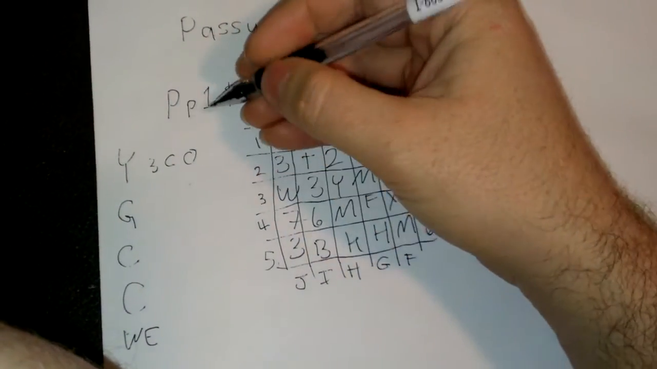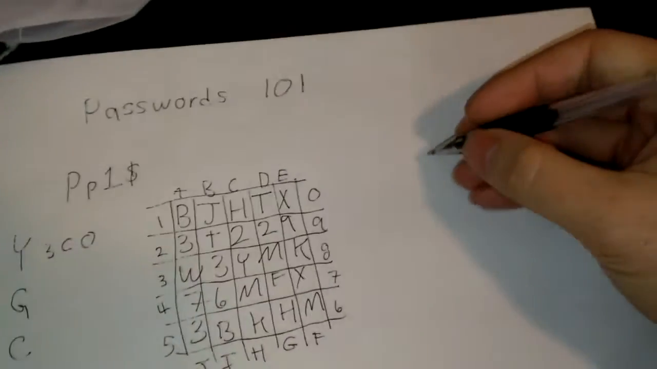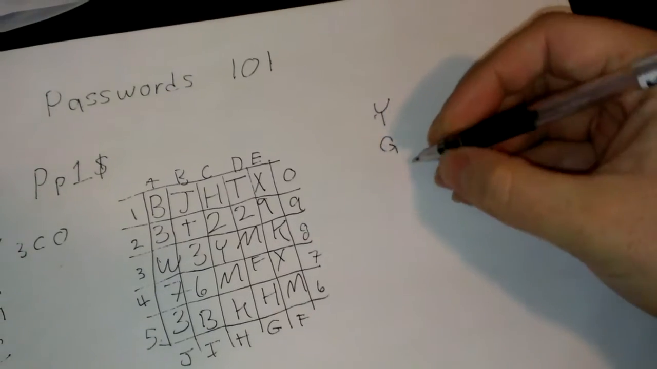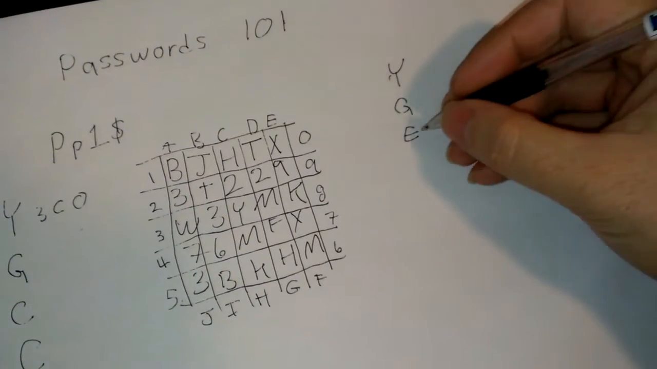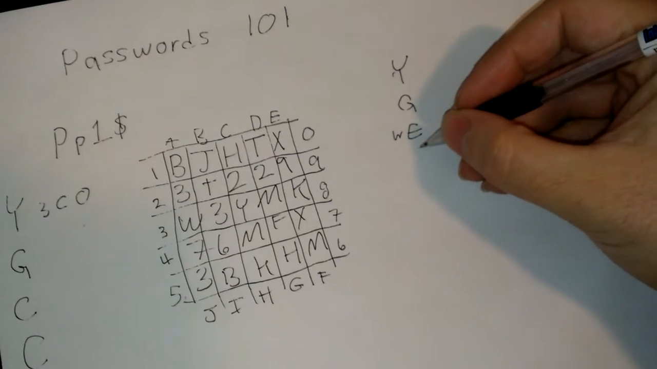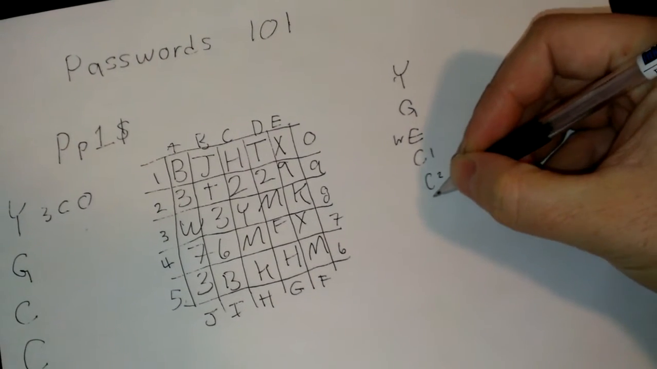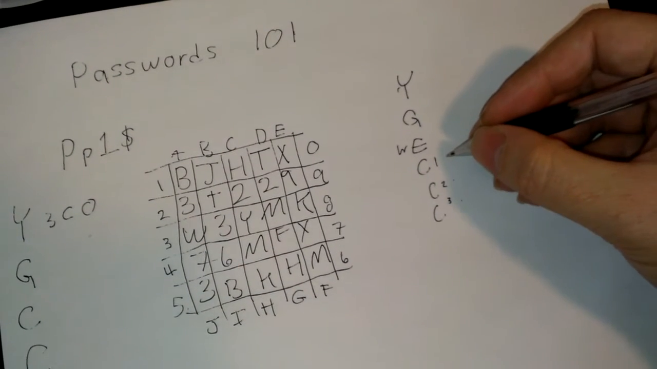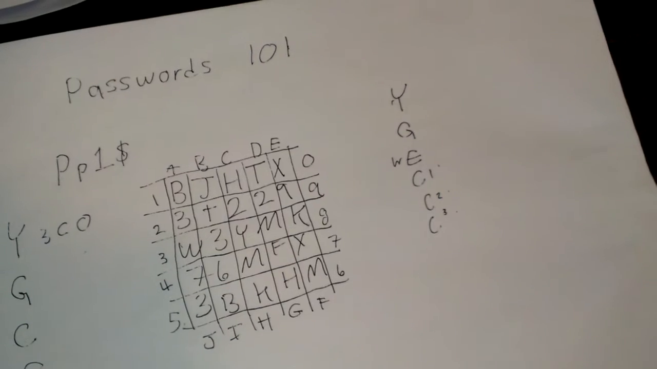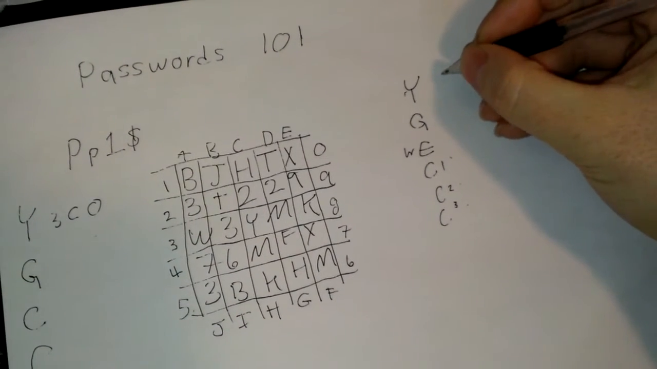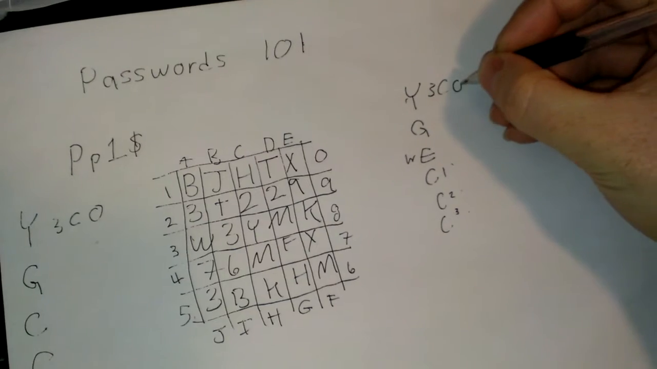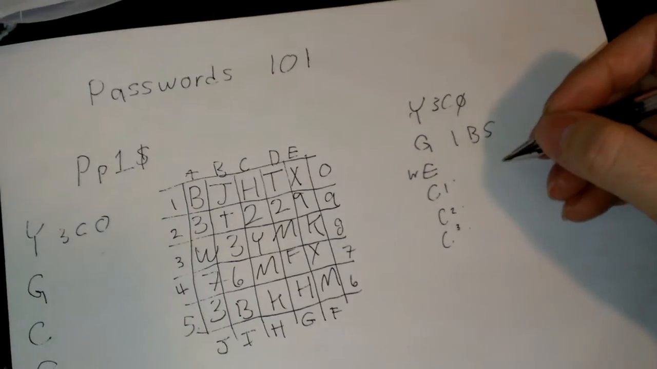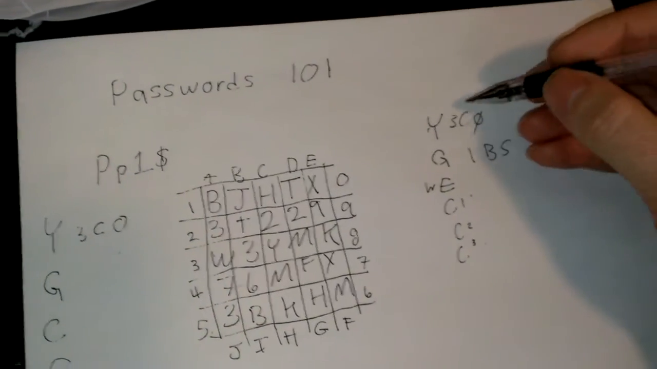What that means is, for instance, I'll have a card in my wallet that'll have Y for Yahoo, a G for Gmail, an E for work email, and then I'll have computer 1, computer 2, computer 3, because I have a laptop, a netbook, and my computer at work, or my other computer at home. So what I'll do is I'll have 3C0. I'll have 1B5, and so forth. And this is a hash.